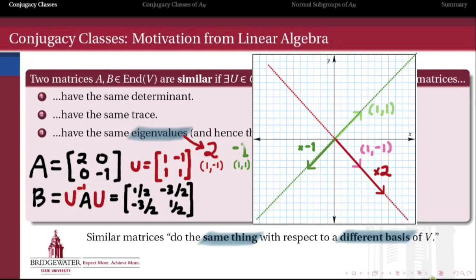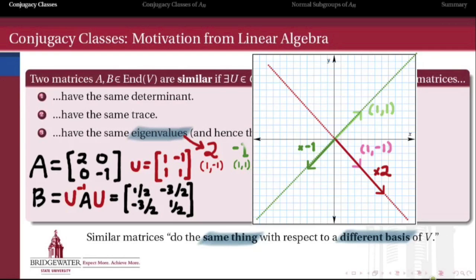So, in this sense, similar matrices do exactly the same thing geometrically to the vector space on which they act. Right? Here, A was stretching in the x direction by 2 and flipping in the y direction, while B was stretching in the direction of 1, minus 1 by 2, and it was flipping in the direction of 1, 1. So it's doing the same stretching and flipping and rotating and anything else that a matrix, a linear transformation, can do. It's just doing them with respect to a different basis. So all the geometric properties of the transformations are the same. They just happen to act on a different basis of your vector space.